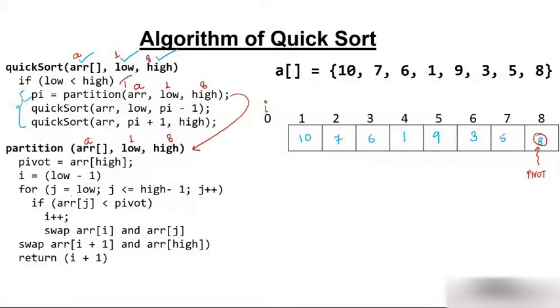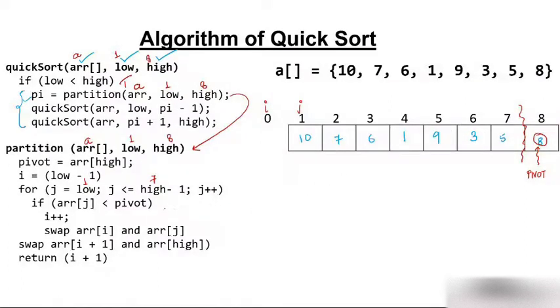j will start from low. What is low? 1. Okay, so j will start from 1. This is what I already told you. j will go till high minus 1. What is high? 8 minus 1. What is high? 7. Till 7. And this is what I already told you, that in the for loop it will go till less than the pivot index.